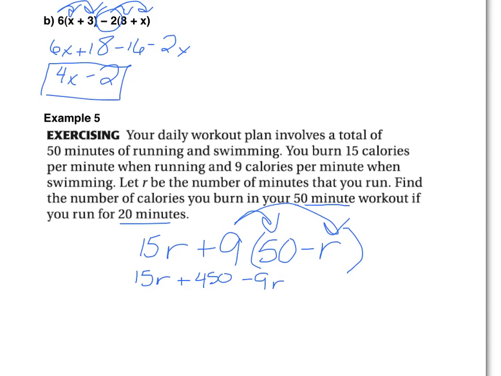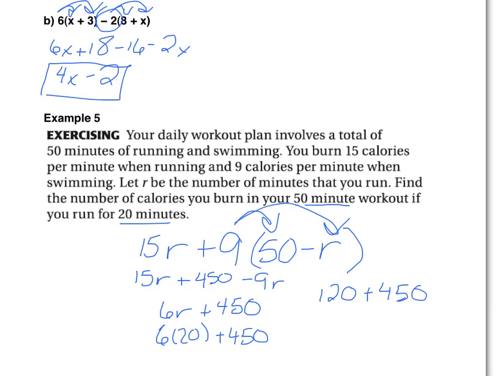I simplify this variable expression. I get 6R plus 450. I plug in 20 for R, and I have 6 times 20 plus 450. 6 times 20 is going to be 120 plus 450, and if I add those up, I'm going to get 570 calories.